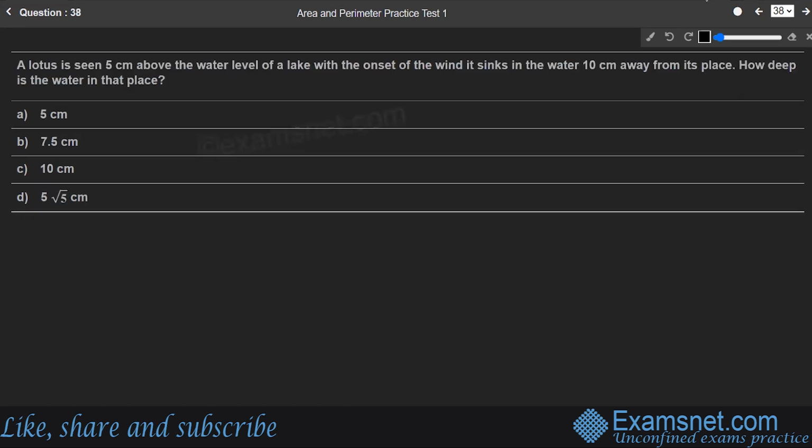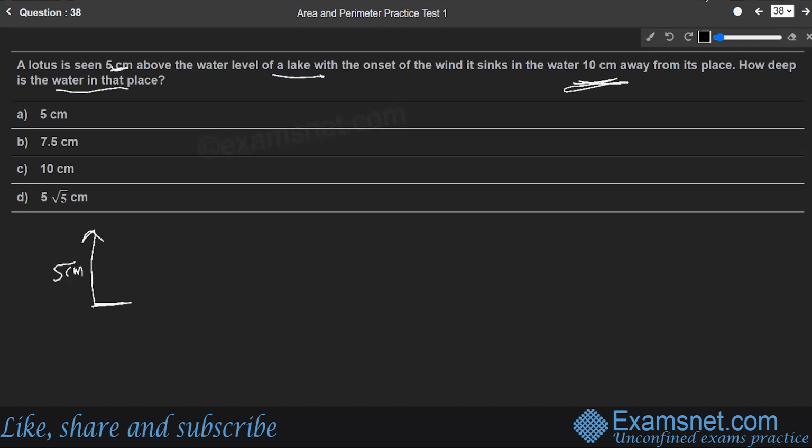Now he says, a lotus is seen 5 centimeter above the water level of a lake. With the onset of the wind, it sinks in the water 10 centimeter away from its place. How deep is the water in that place? So we need to first of all create the diagram of it to understand the situation. He says a lotus is seen 5 centimeter above the water level. So let's say this is the water level and the lotus is seen 5 centimeter above. So let's mark it here. This is 5 centimeter.